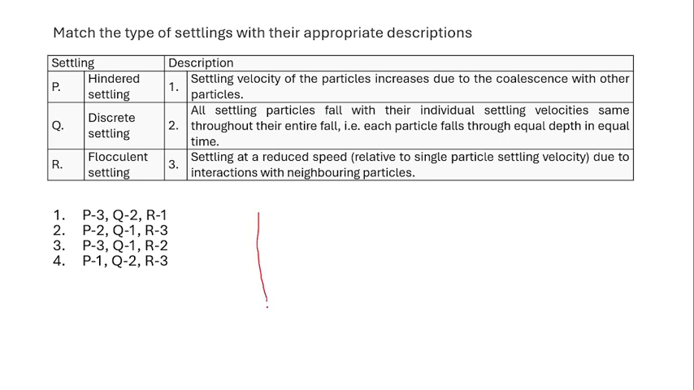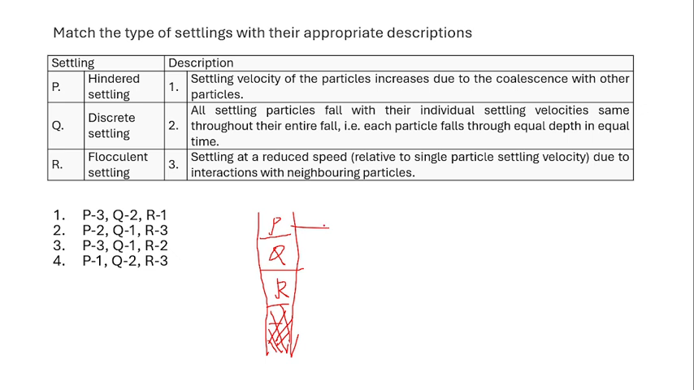So in this one, we have seen a column like this. It has different zones, right? So this is your P, which is the hindered settling zone. And this is your Q, which is the discrete settling zone. And then there comes your R, which is the flocculent settling. And here it is the compaction zone, where ultimately all the settling of particles would have completed.